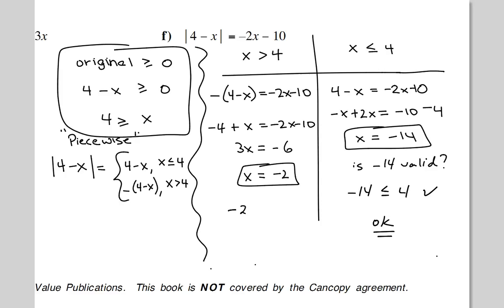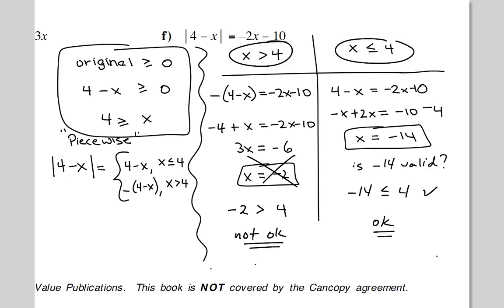Is negative 2 greater than 4? Back up to this sub-interval. Negative 2 is not bigger than 4, so this is not okay. So we reject this, and this is the only solution here, x equals negative 14.